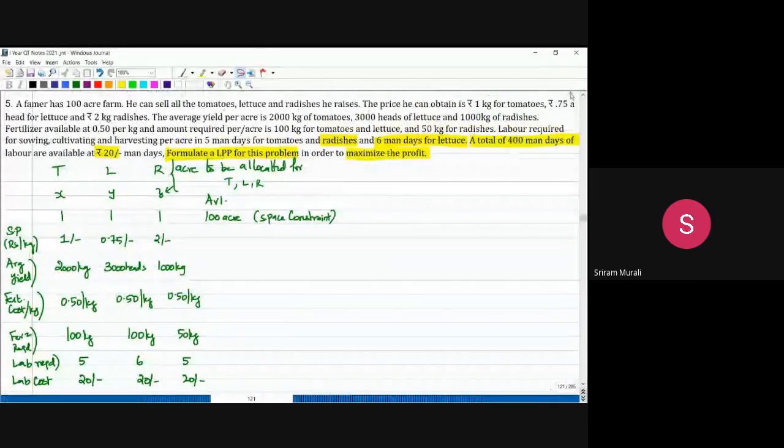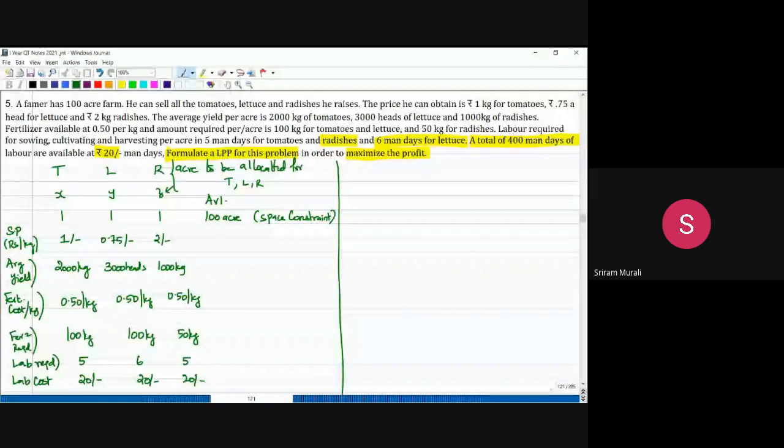So look at this. We want to maximize a profit. So profit is equal to what? What do you mean by profit? Profit is equal to selling price minus expenses. What are the expenses he is having? One is labor cost, another one is fertilizer cost. So fertilizer cost should be subtracted for all the three, and labor cost should be subtracted for all the three, so that you come to the first case.